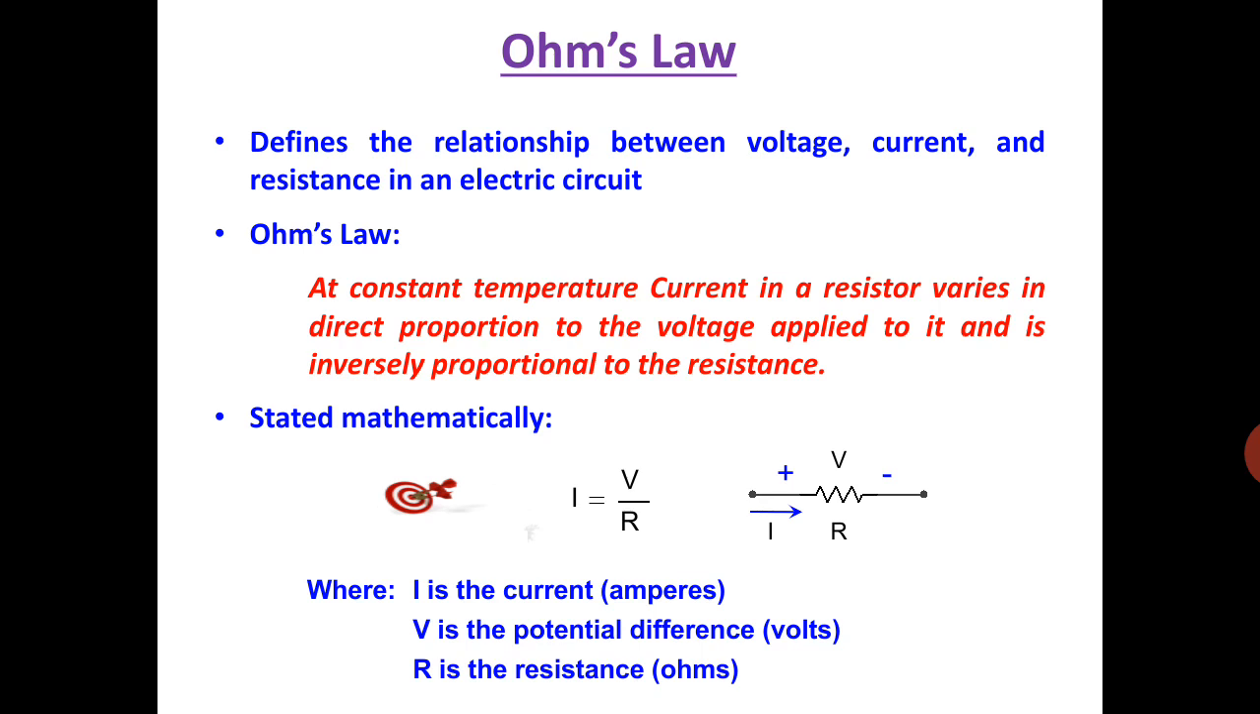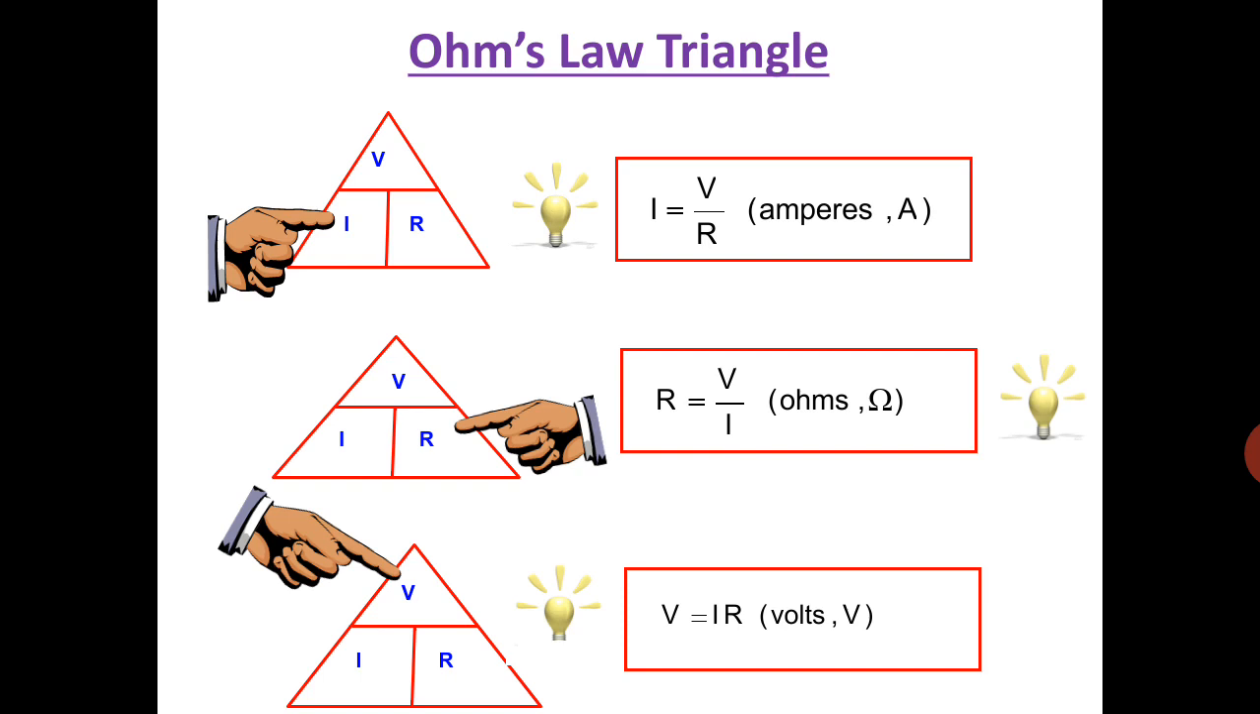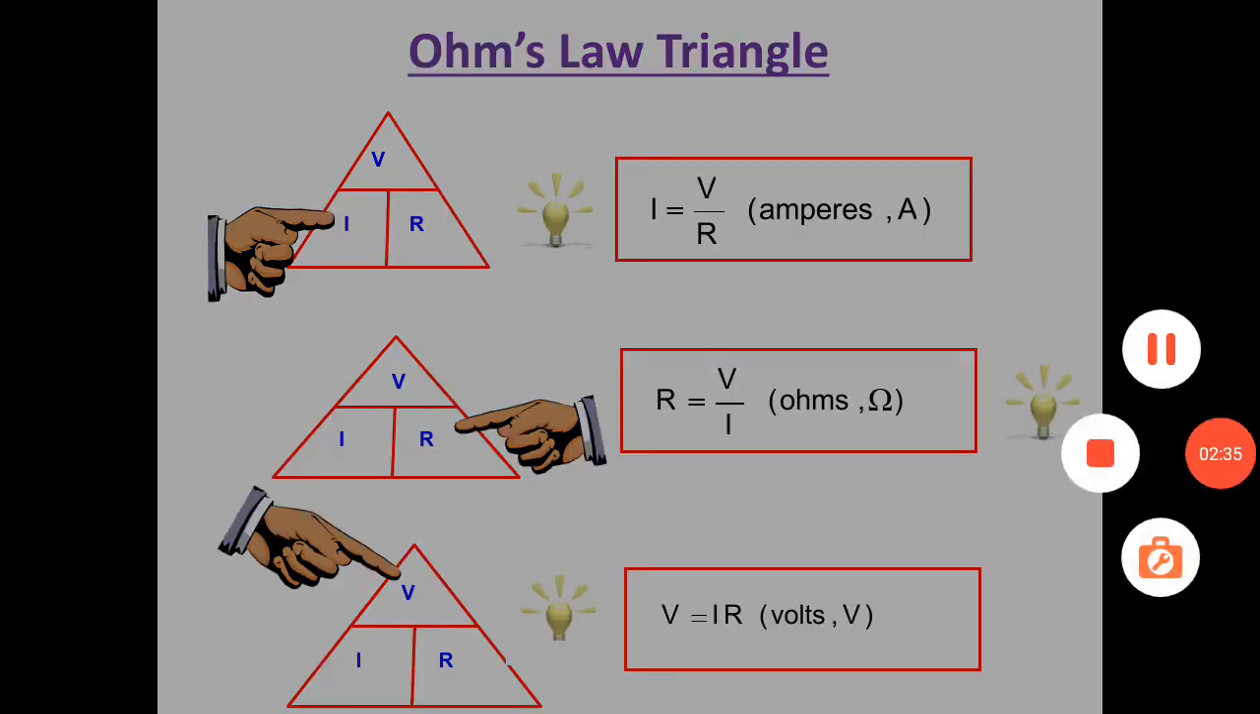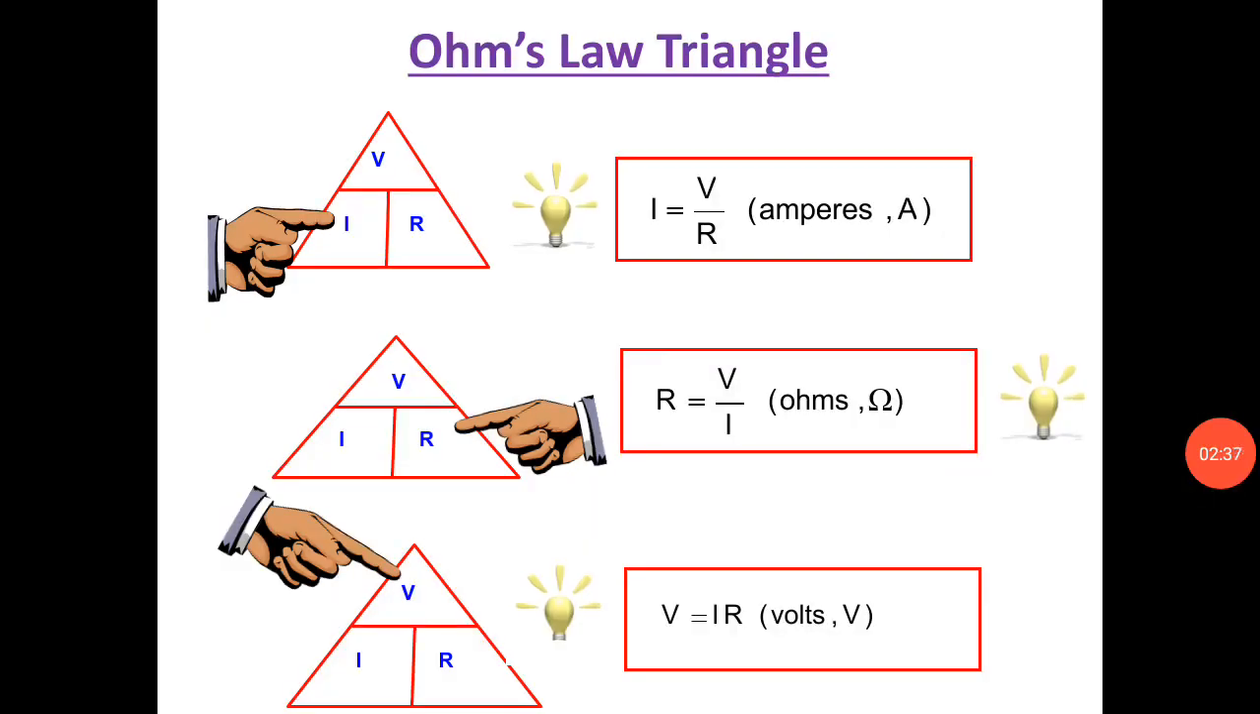You should know what is I, what is V, and what is R. I is the current, V is the potential difference or voltage, and R is the resistance. Now we have come to know what Ohm's law is, and based upon Ohm's law, the mathematical formula is I is equal to V by R. Now we are seeing about the triangle.